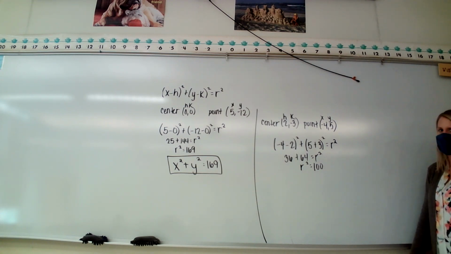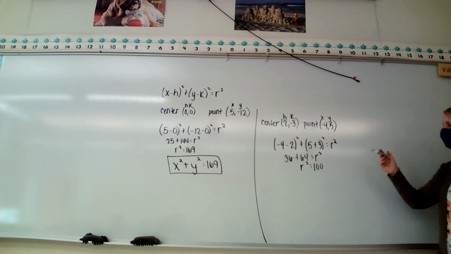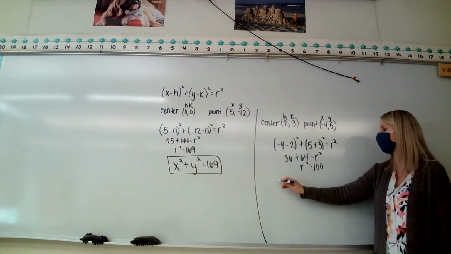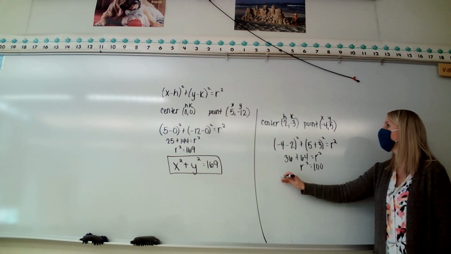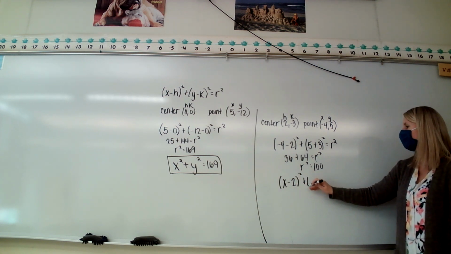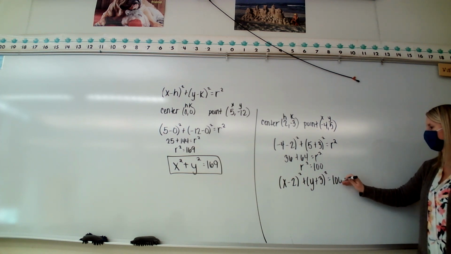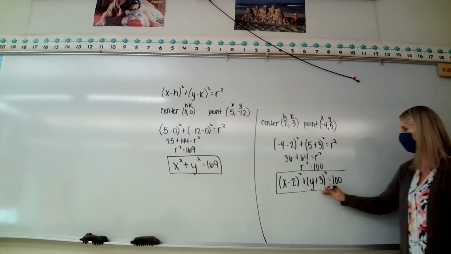Once again, you can say that r is 10, but you don't really even need to do that step because r squared is what we need for our equations. And then when you write an equation, x and y stay as variables. Everything else gets plugged in. Squared equals 100. What a beauty.